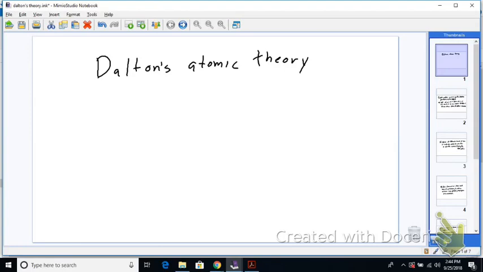John Dalton, he's an English teacher, which is kind of weird. But he's a Renaissance guy. He was heavy into science and the physical sciences, and he looked at information they had about matter. And he came up with 4 statements that we still look at today as pretty basic ideas about the atom and theory about the atom.